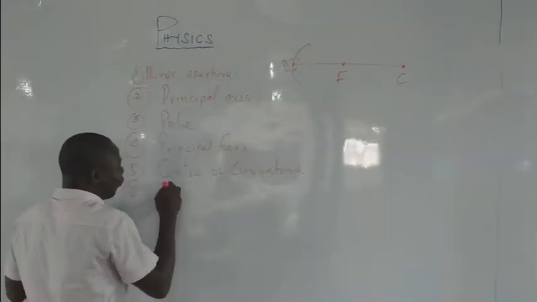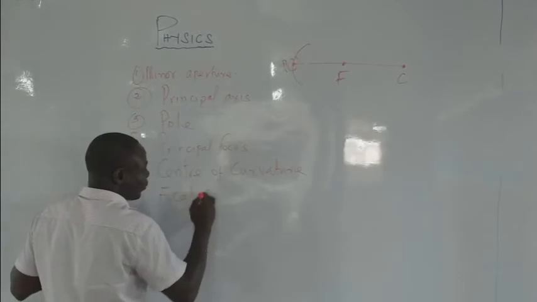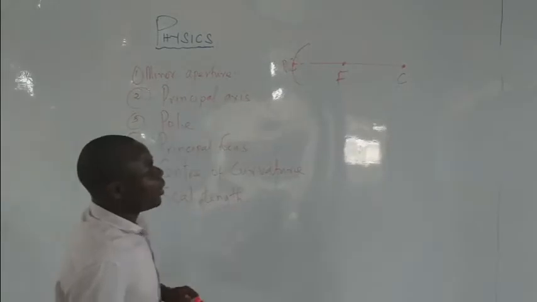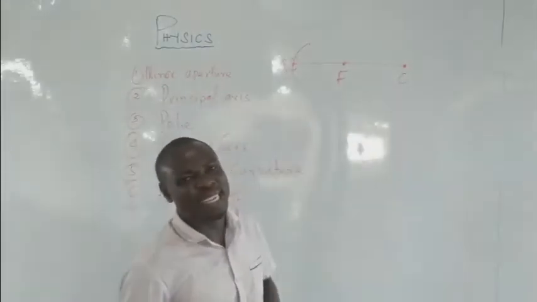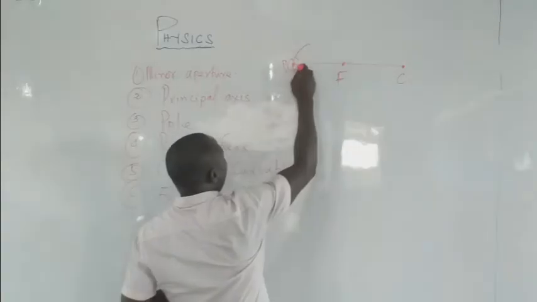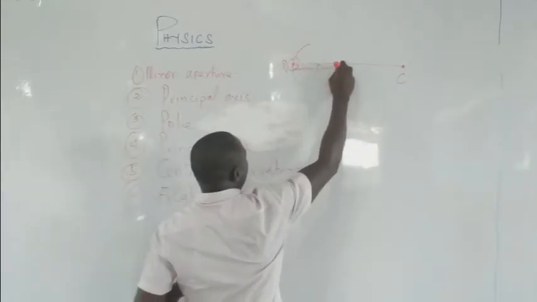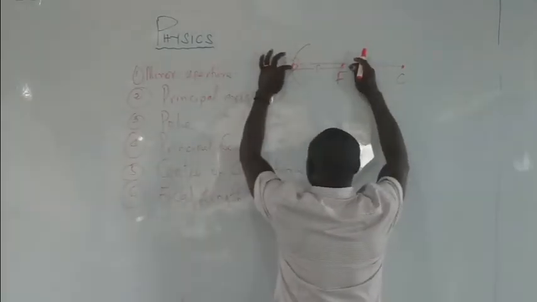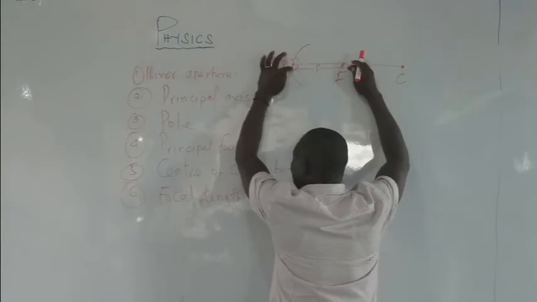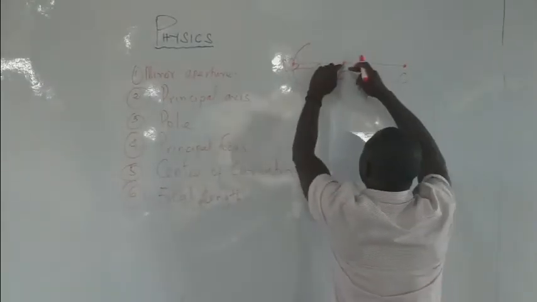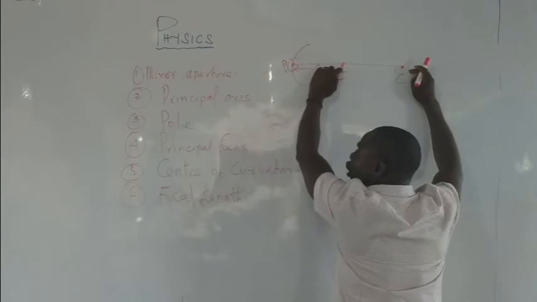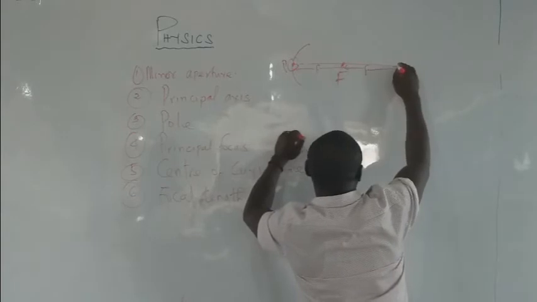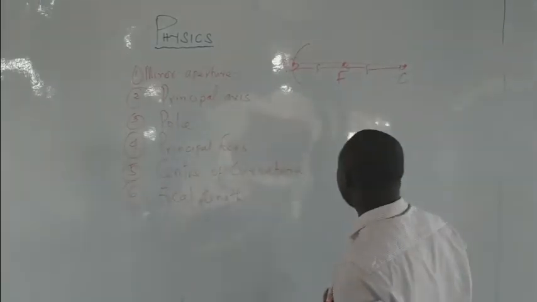Then the next is focal length. What's the focal length of a mirror? The focal length of a mirror is the distance between the pole of the mirror and the principal focus. Or it is the distance between the principal focus and the center of curvature.